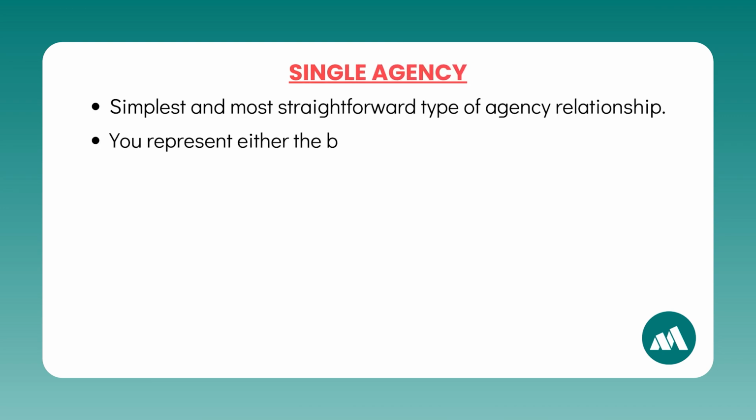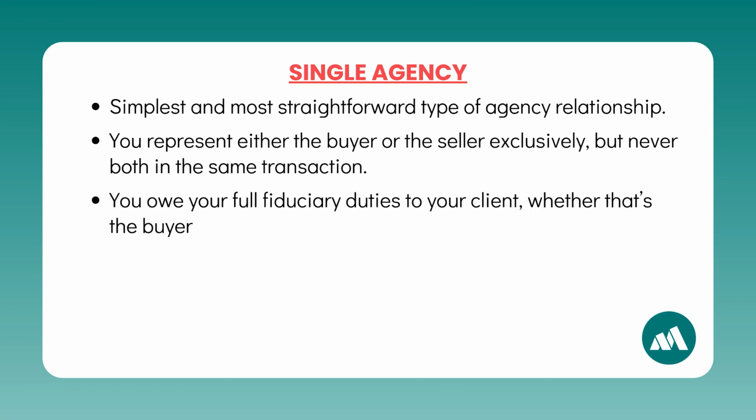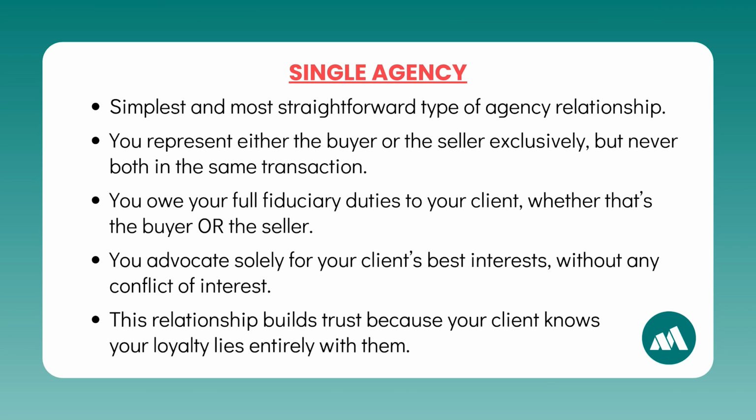In this arrangement, you represent either the buyer or the seller exclusively, but never both in the same transaction. In a single agency relationship, you owe your full fiduciary duties to your client, whether that's the buyer or the seller. You advocate solely for your client's best interests without any conflict of interest. This relationship builds trust because your client knows your loyalty lies entirely with them.